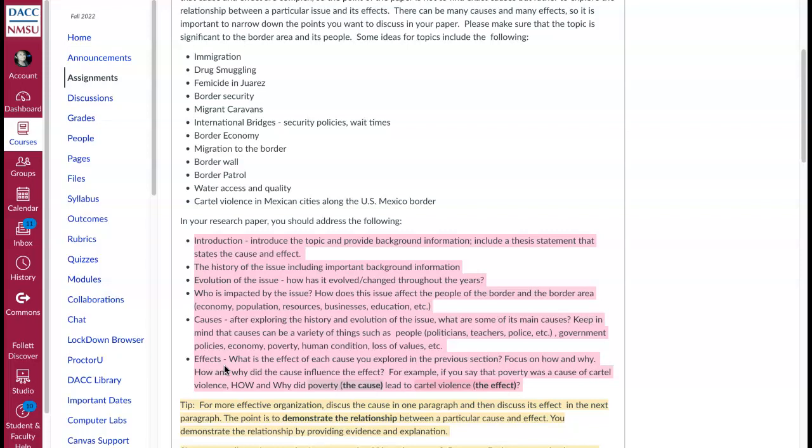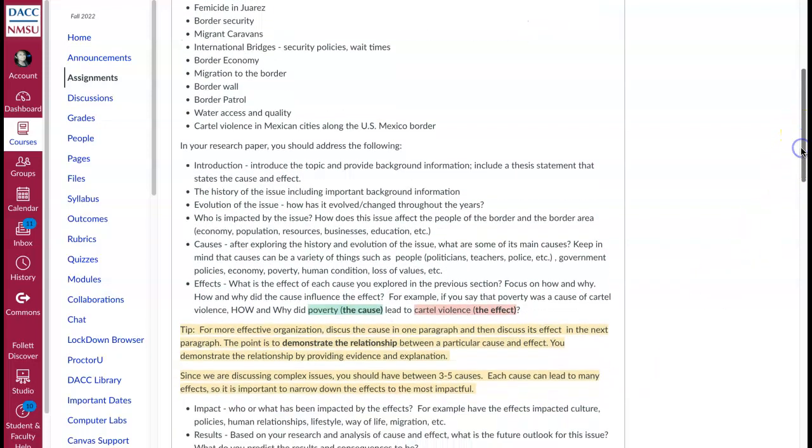For example, if you say that poverty was a cause of cartel violence, how and why did poverty cause cartel violence? That's basically what you are focusing on. Now, I do provide a tip here, and I do mention that it's probably best for organization purposes to include the cause and then in another paragraph discuss the effect, and then discuss the second cause and then another effect.